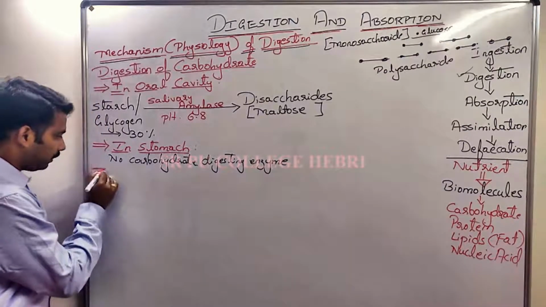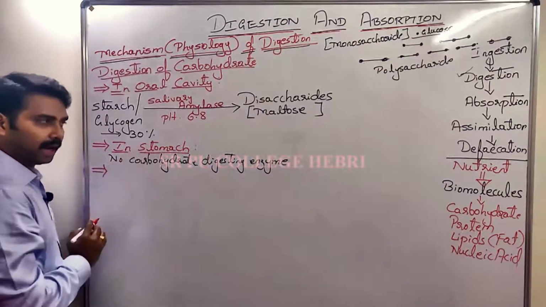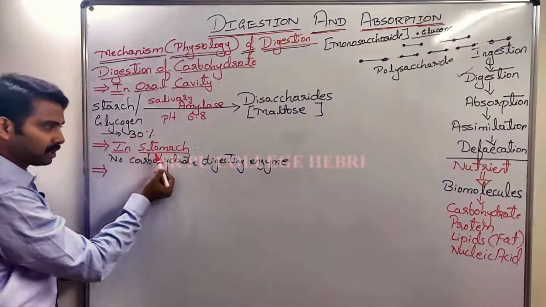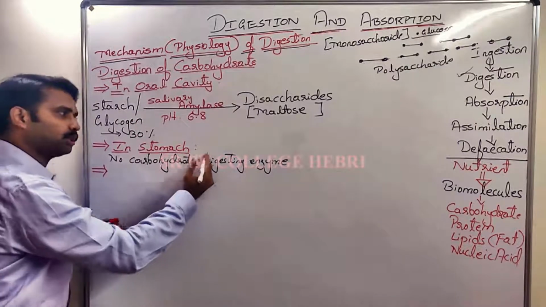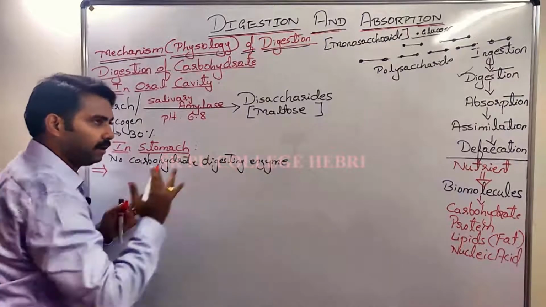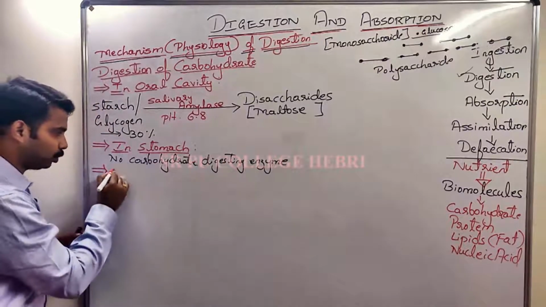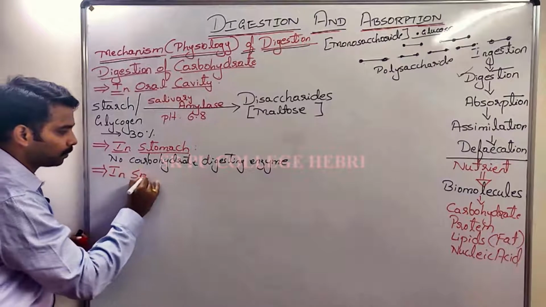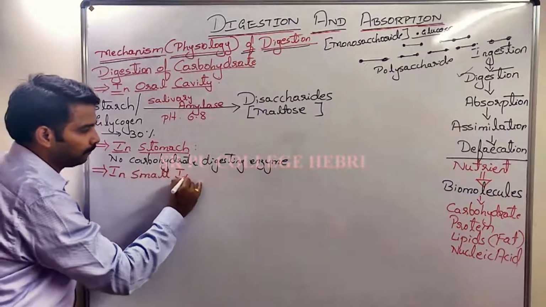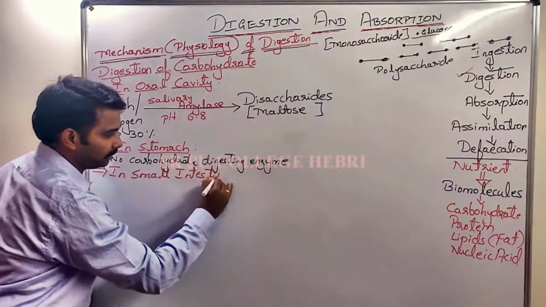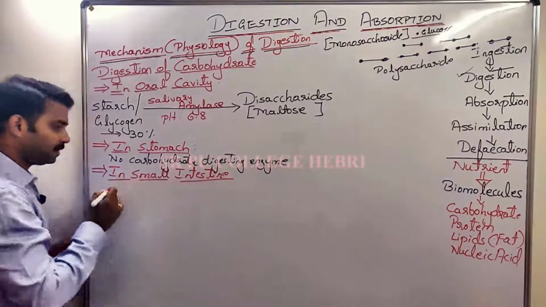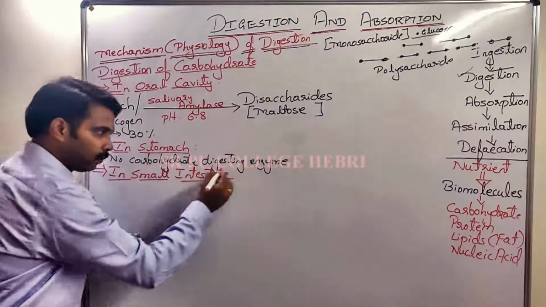Now the remaining 70% of carbohydrate came to the stomach without any change. Why? There is no carbohydrate digesting enzyme in the gastric juice. It comes to where next? Small intestine. Okay, what happens in the small intestine? That is what we are going to discuss.